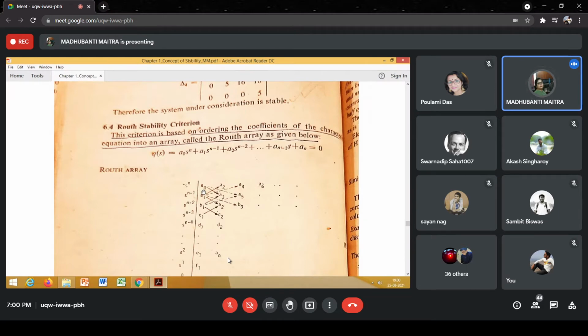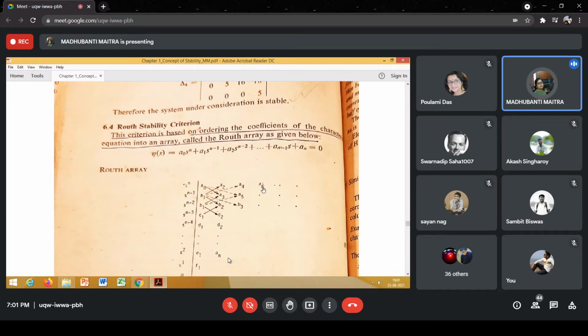Now next we'll pick up the alternate terms. So the next element of this row will be A2. We'll skip A1, and the next coefficient is A2. Then again we'll skip A3, and the next term of this row will be A4. Again we'll skip the next coefficient, that is A5, and the next element of this row will be A6.